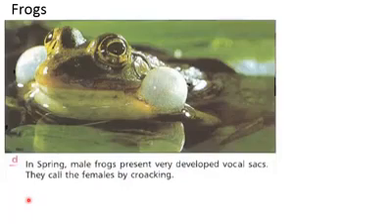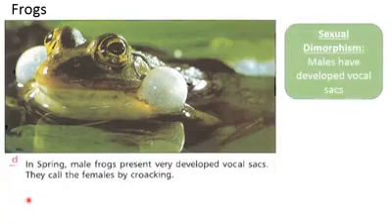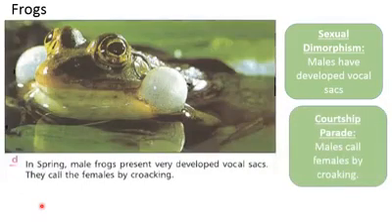So, what is the sexual dimorphism of the frog? It's that males have developed vocal sacs. The male frogs have developed vocal sacs. The courtship parade, what do they do before they unite? It is the males call the females by croaking. Okay, so to distinguish between a male and a female in frogs, we know that the males have developed vocal sacs. And their courtship parade, the males call the females by croaking.